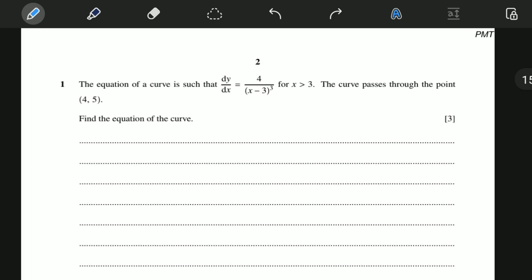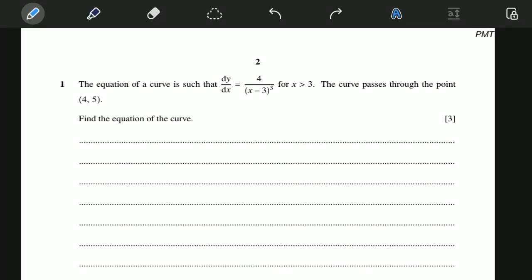Okay, question 1 says that the equation of a curve is such that dy by dx is equal to 4 over (x minus 3) whole cube for x greater than 3. The curve passes through the point (4, 5). Find the equation of the curve.